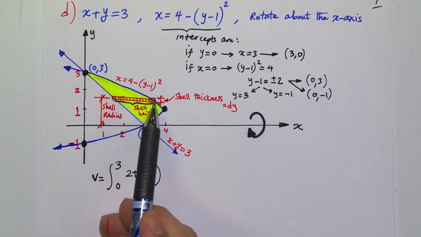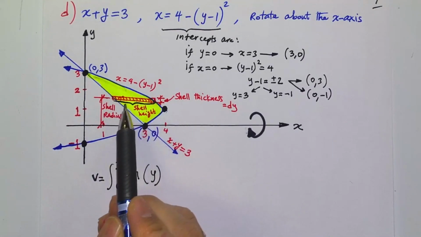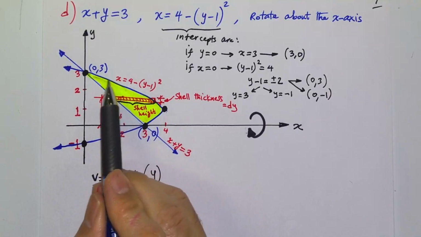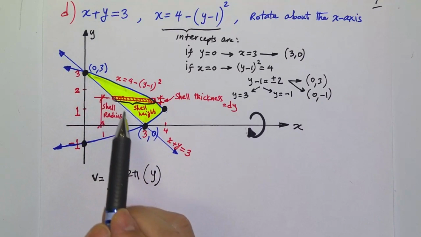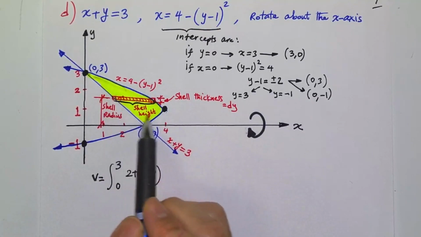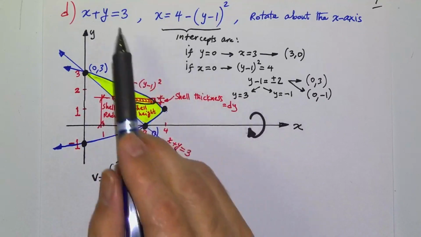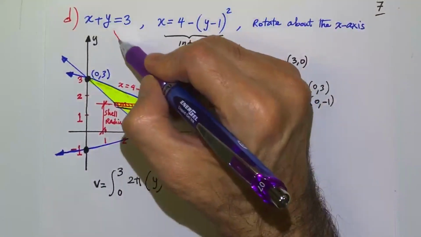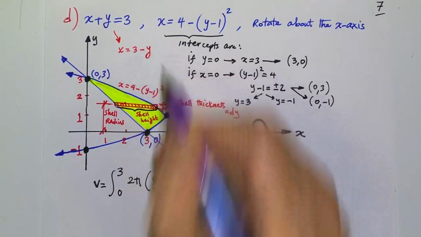Then the shell height is a different matter, because we have two curves, one of which is on the right, the other one is on the left. This curve, x equals 4 minus (y minus 1) squared, is to the right of this curve, right? So we need to subtract this curve for this region. Maybe I should rewrite this. Let me quickly do that here. Because the integration is happening with respect to the y variable, let me write x equals 3 minus y, like that.